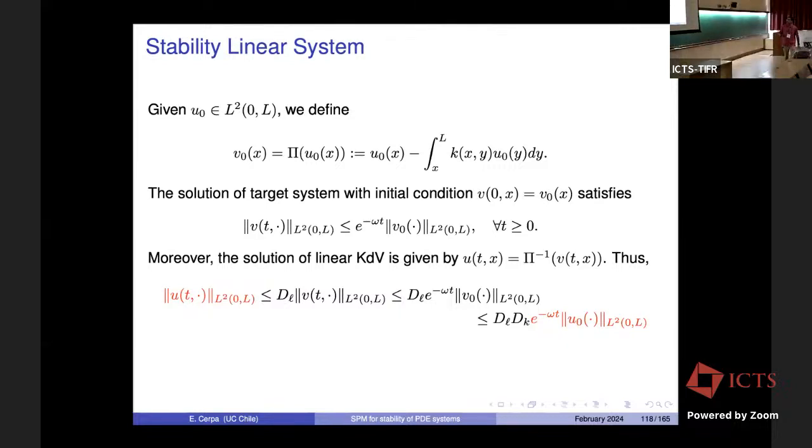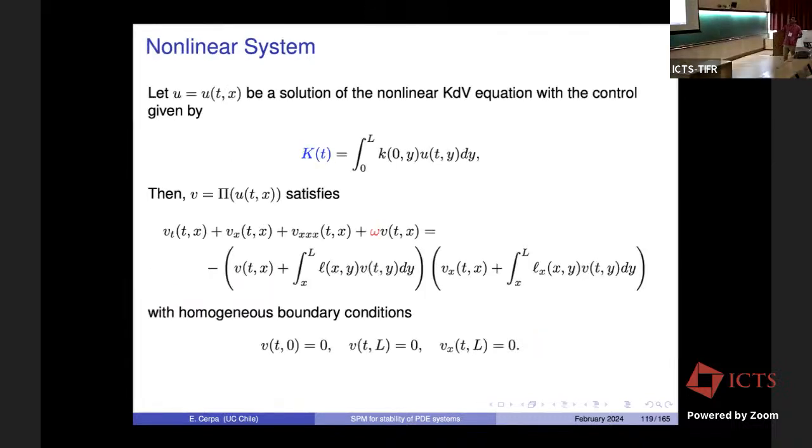And then you have to go back to U, to the solution U. You use the constants and the decay in order to put on the left-hand side your solution U, and on the right-hand side the norm of the initial data U0. At the end of the day, the solution of your original system is bounded by a constant times this exponentially decreasing function with decay rate omega.